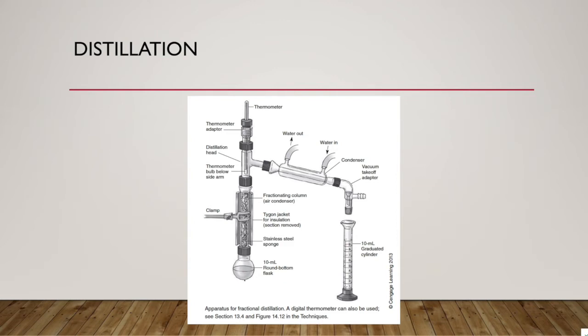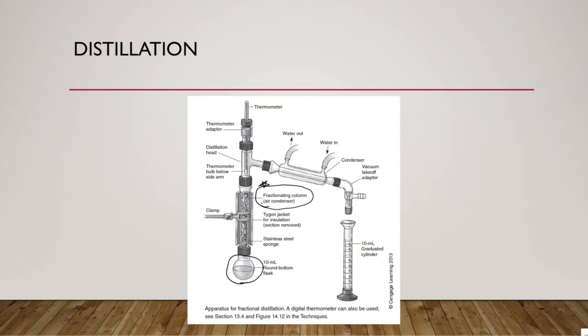So we're going to place the liquid mixture, which is hexane and toluene, into this round bottom flask, and then on top of it, we're going to place this fractionating column. This fractionating column is very important, and that's what makes fractional distillation different from simple distillation. Without this fractionating column, it would be just simple distillation. But having this one extra piece of equipment makes our distillation more accurate and precise.